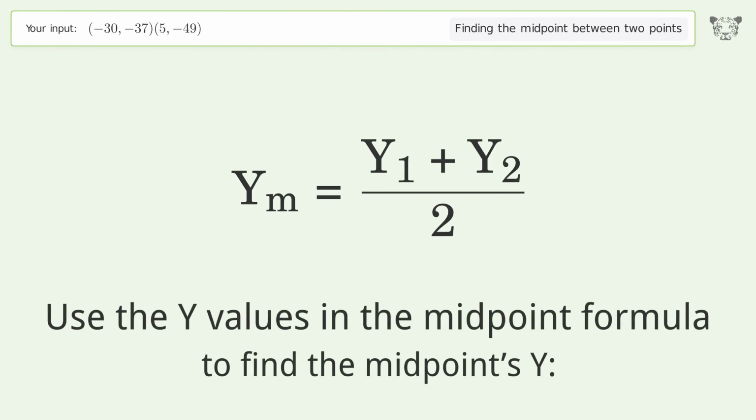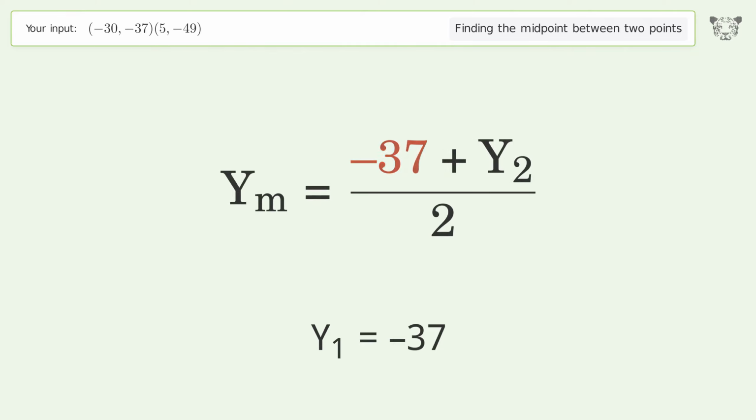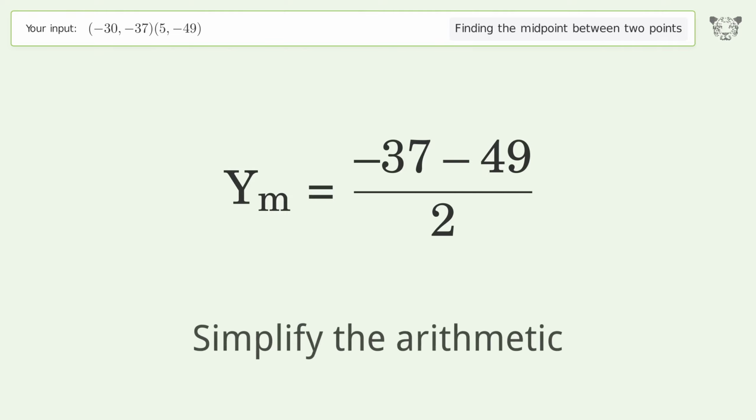Use the y values in the midpoint formula to find the midpoint's y. y1 equals negative 37. y2 equals negative 49. Simplify the arithmetic.